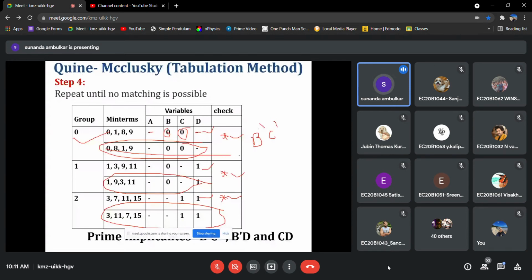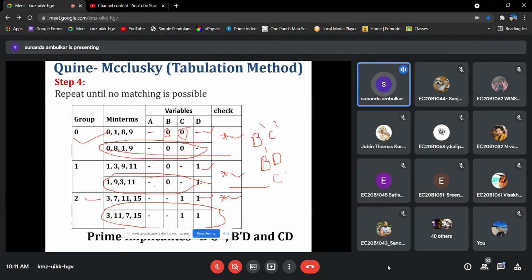This is B dash D. For the second term, what will be the min term? This is for group 2. What will be the prime implicant? This is not a min term. This is the prime implicant. So it will be CD.